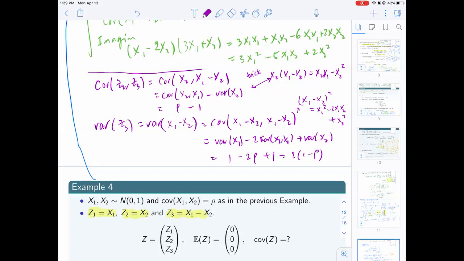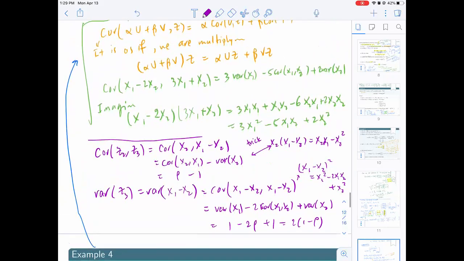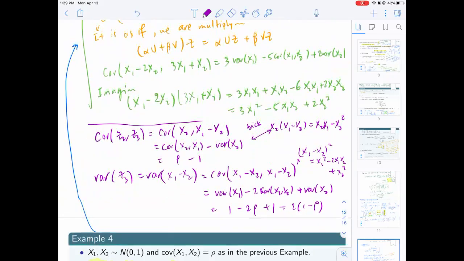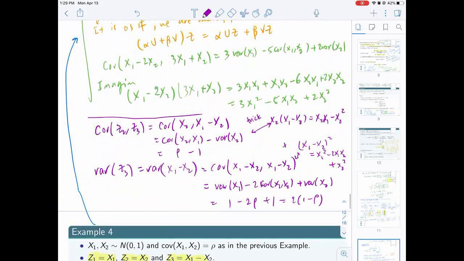So you should be able to compute the covariances of any linear combination of random variables with any other linear combination of random variables. Just imagine multiplying the two as just expressions. Does that make sense? This is the trick again.